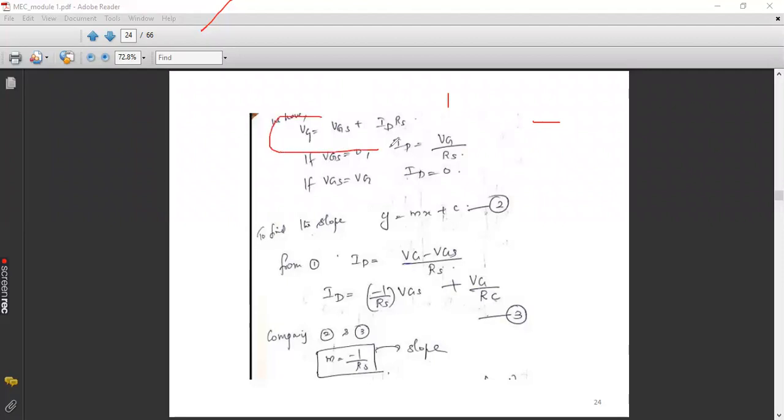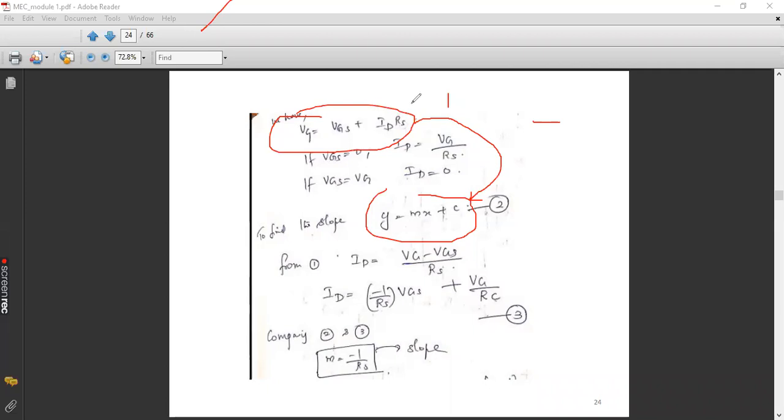So please compare this equation and this equation, and rewrite the main equation in the format of equation number 2, because you have to compare and find the slope. The equation VG is equal to VGS plus IDRS, that equation you have to rearrange in such a way that on the left hand side it should be the y parameter, and on the right hand side it should be the x parameter along with the constant. Is that clear for you?